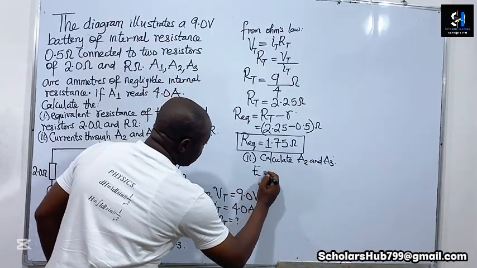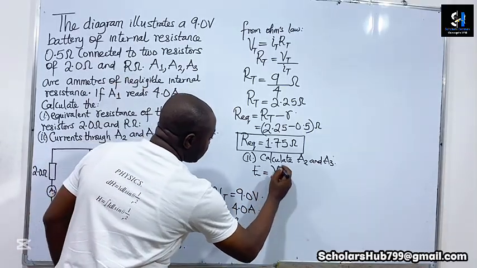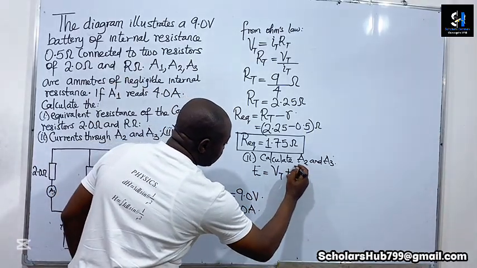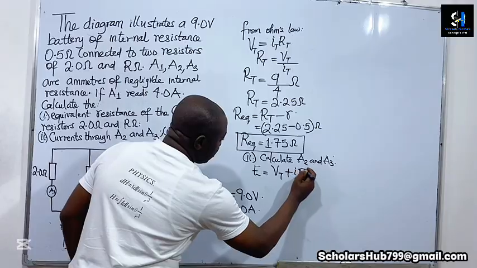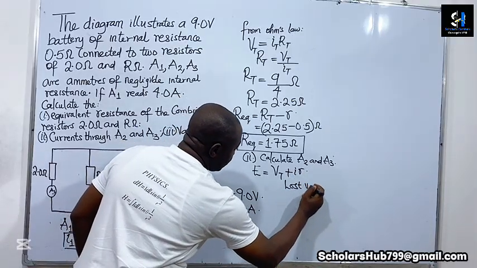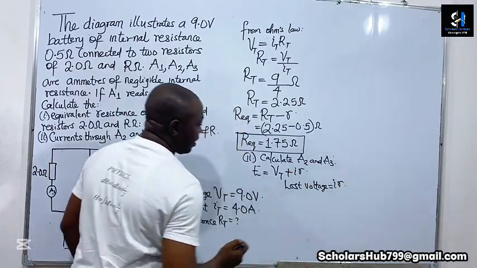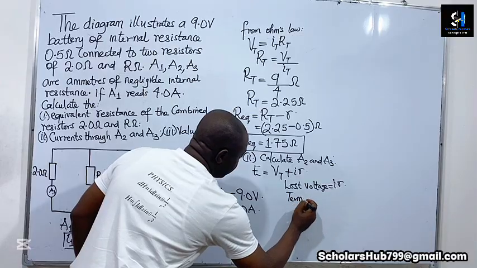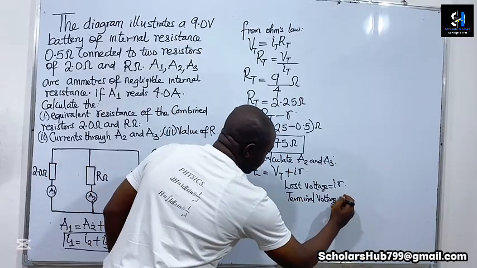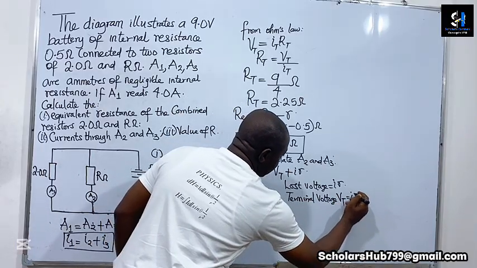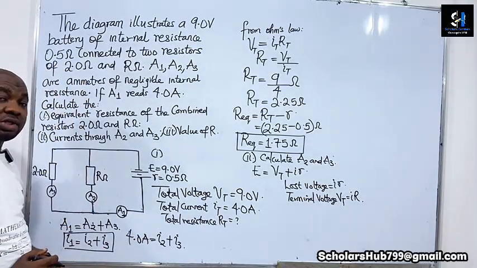So we need to understand that the EMF is equal to the sum of the terminal potential difference and the lost voltage. The lost voltage is I multiplied by R. Then we also have the terminal voltage, also known as the terminal potential difference. That will be V_T, which will be I times R. That's the terminal potential difference, also known as the terminal voltage.